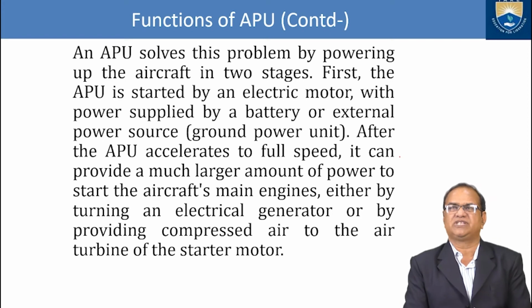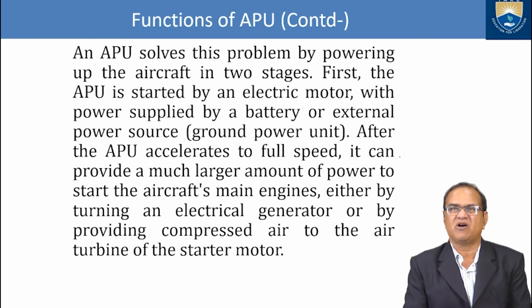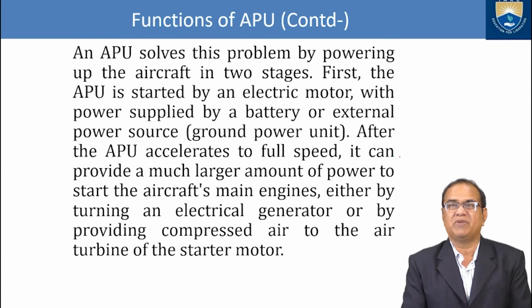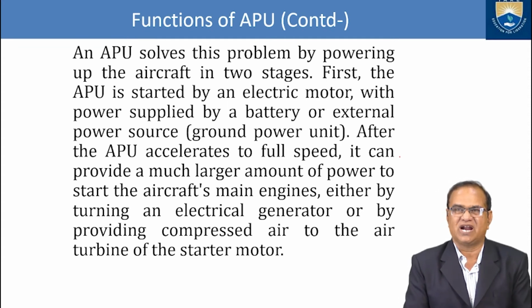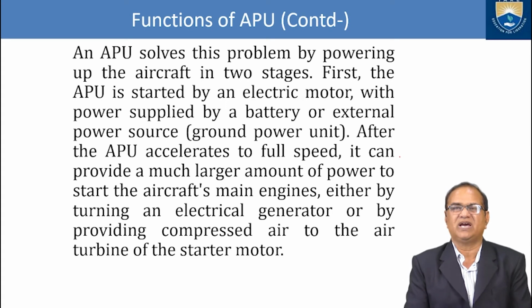And the APU solves this problem by powering up the aircraft in two stages. First, the APU is started by an electric motor with power supplied by a battery or external power source or ground power unit. After the APU accelerates to full speed, it can provide a much larger amount of power to start the aircraft main engine, either by turning an electrical generator or by providing compressed air to the air turbine of the starter motor.